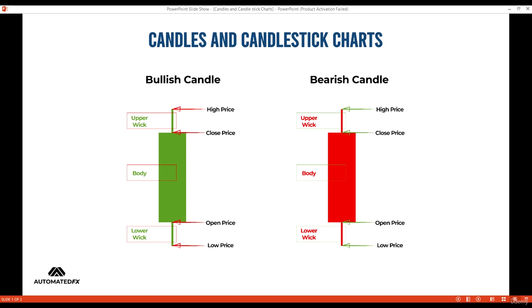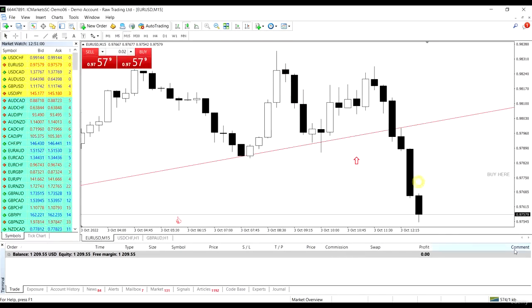So the bullish candle represents a candle that ended in the favor of the buyers. Okay, so you have to understand that each candle is a battle between the buyers and the sellers of this currency pair. So every candle here is a battle. In each candle there was a battle between the buyers and the sellers of each currency pair.